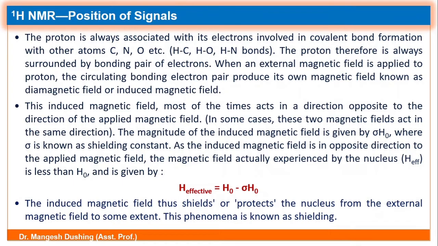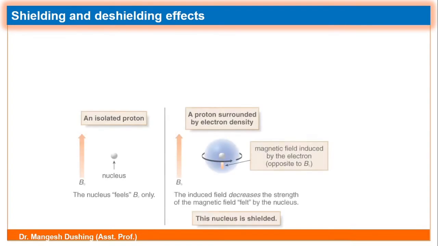So whatever induced or diamagnetic field is produced by the revolving or spinning electrons around the nucleus shields the nucleus from the external magnetic field to a small extent, and this phenomenon is known as shielding. Now we'll see the shielding and de-shielding effect. So this is the nucleus, and these are the electrons revolving around that nucleus, and they produce their own magnetic field, that is the induced magnetic field, in the opposite direction to the external magnetic field.